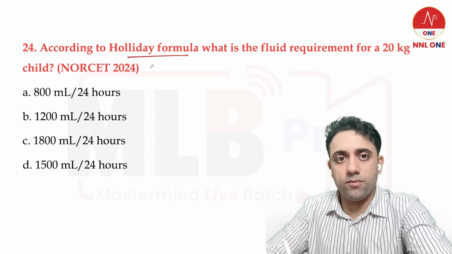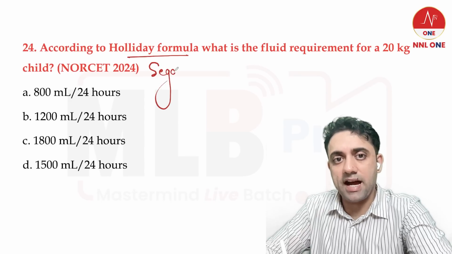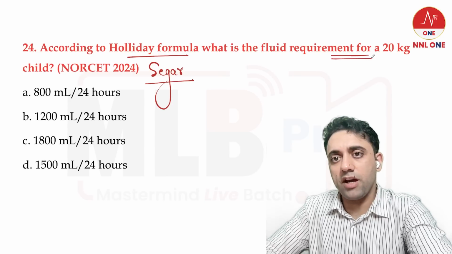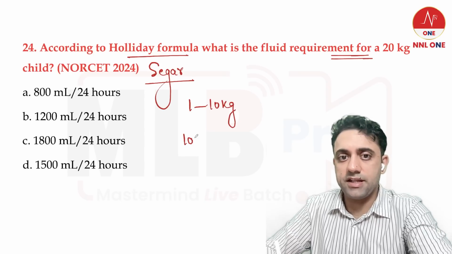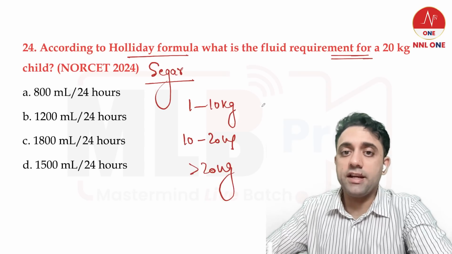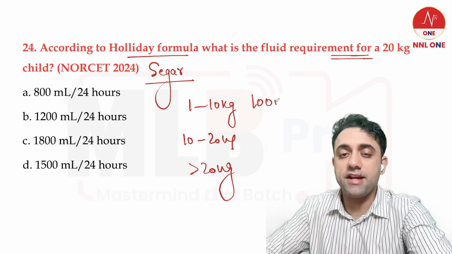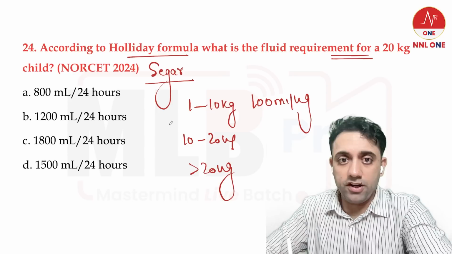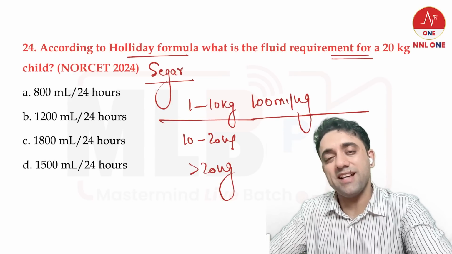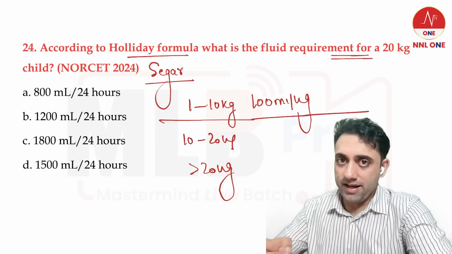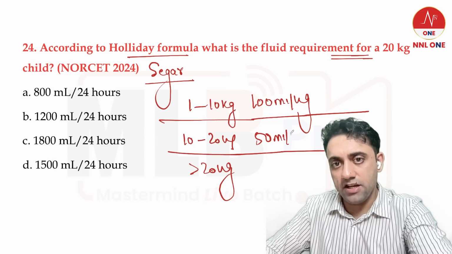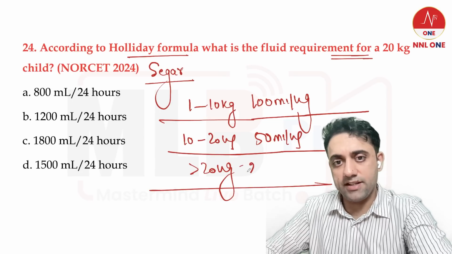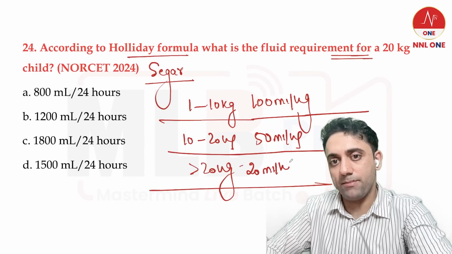According to the Holiday formula, or the full name, Holiday and Segar formula, what is the fluid requirement of a 20 kg baby? We have the formula: 1 to 10 kg, 10 to 20 kg and more than 20 kg. For 1 to 10 kg, the fluid requirement is 100 ml per kg. If the baby has crossed 10 kg, then the requirement is 50 ml per kg, and if the baby is more than 20 kg, the requirement is 20 ml per kg.